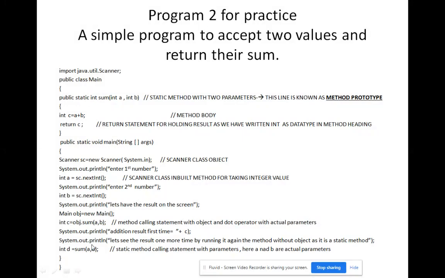And if I want to run it without the object, as this is a static method, look carefully. A static method is there, so we do not need an object. There are two ways to call a static method: with an object, as I have done in the first line, and even without an object we can call static methods, right?